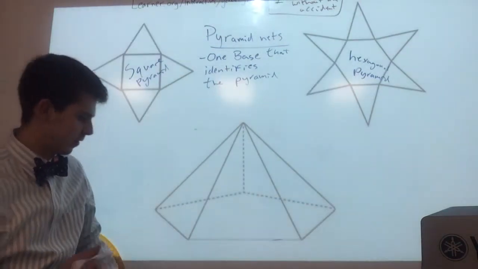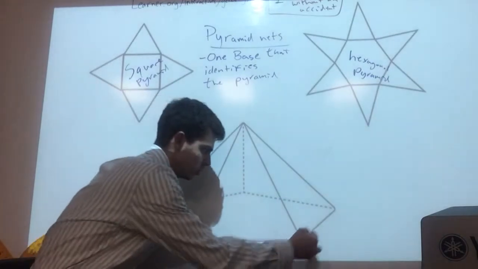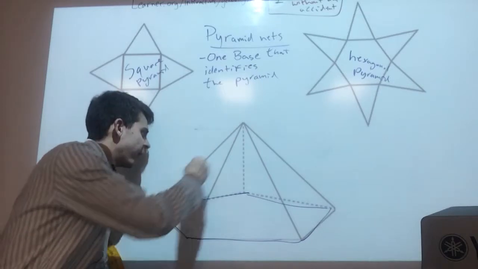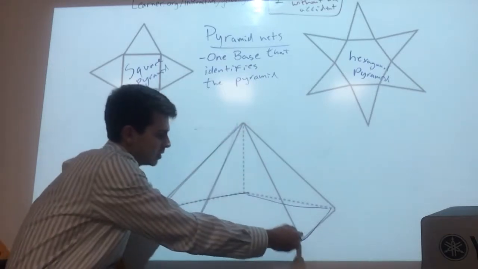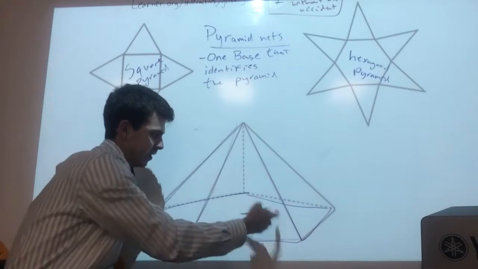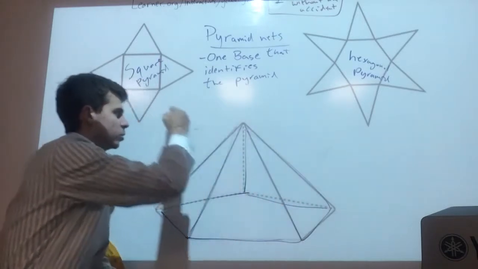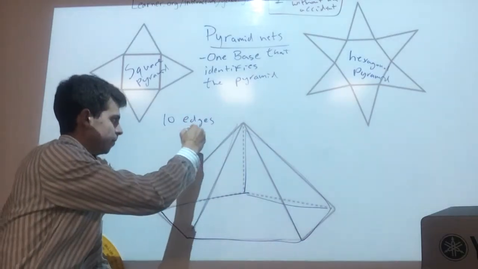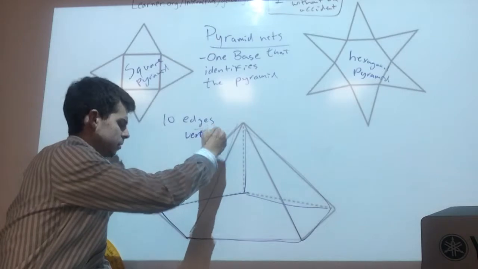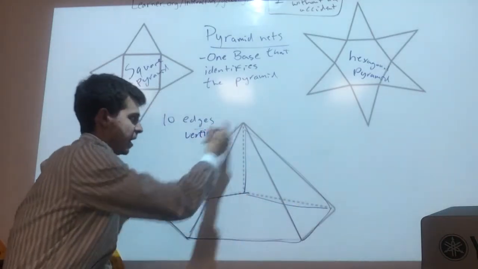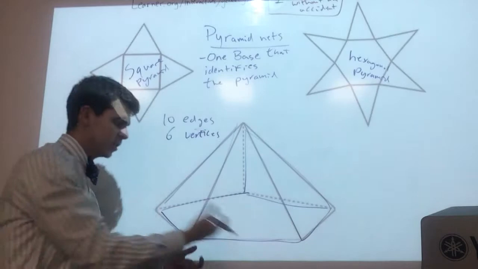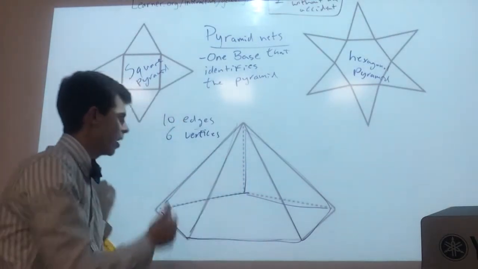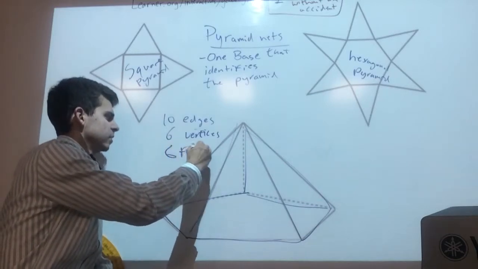Now let's count the number of edges. There's 5 here: 1, 2, 3, 4, and 5. That makes sense. It's a pentagon. And there's going to be 5 from each vertex, so that's 6, 7, 8, 9, and 10. So a total of 10 edges. The number of vertices: there's 1, 2, 3, 4, 5, and 6. And then the number of faces: there's the one pentagon base, and then 5 lateral faces around. So that's a total of 6 faces.